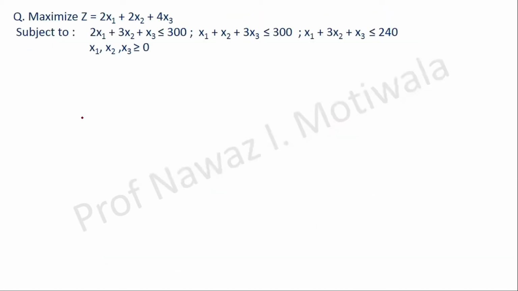Okay, let us start this question. The question is maximize z equal to 2x1 plus 2x2 plus 4x3 subject to the constraints 2x1 plus 3x2 plus x3 less than or equal to 300, x1 plus x2 plus 3x3 less than or equal to 300, and x1 plus 3x2 plus x3 less than or equal to 240, and x1, x2, x3 greater than or equal to 0.